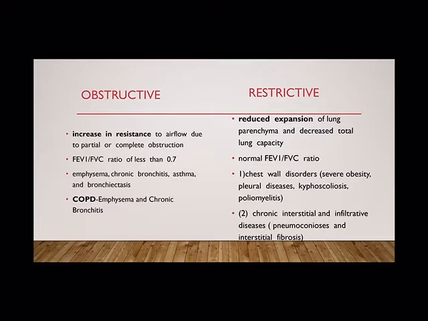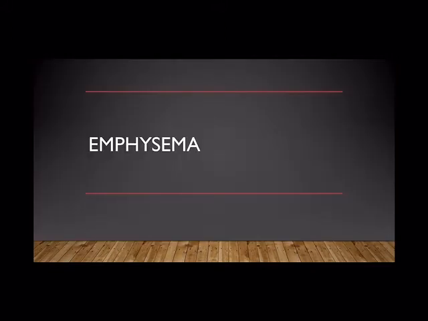In which diseases can you see an obstructive pattern of pulmonary function test? It will be emphysema, chronic bronchitis, asthma and bronchiectasis. In this, COPD, that is chronic obstructive pulmonary disorder, includes emphysema and chronic bronchitis, and some medicine books also include small airway diseases. Okay, now on emphysema.